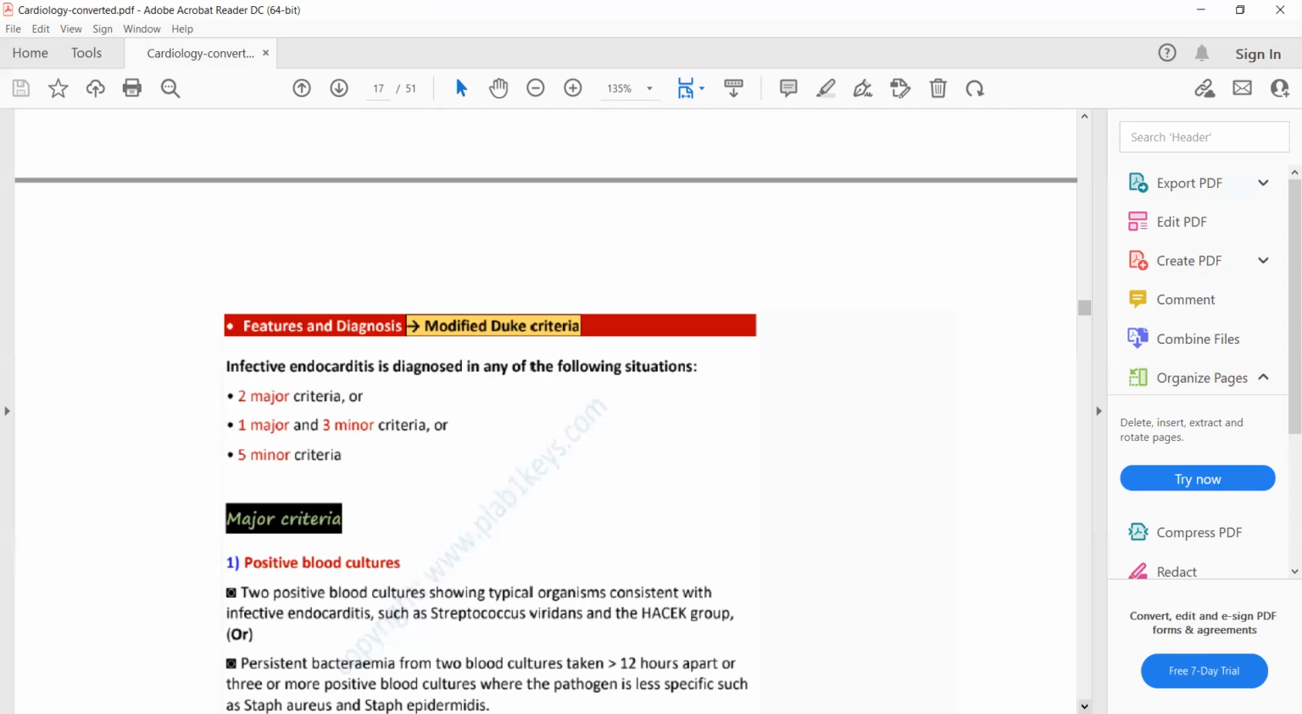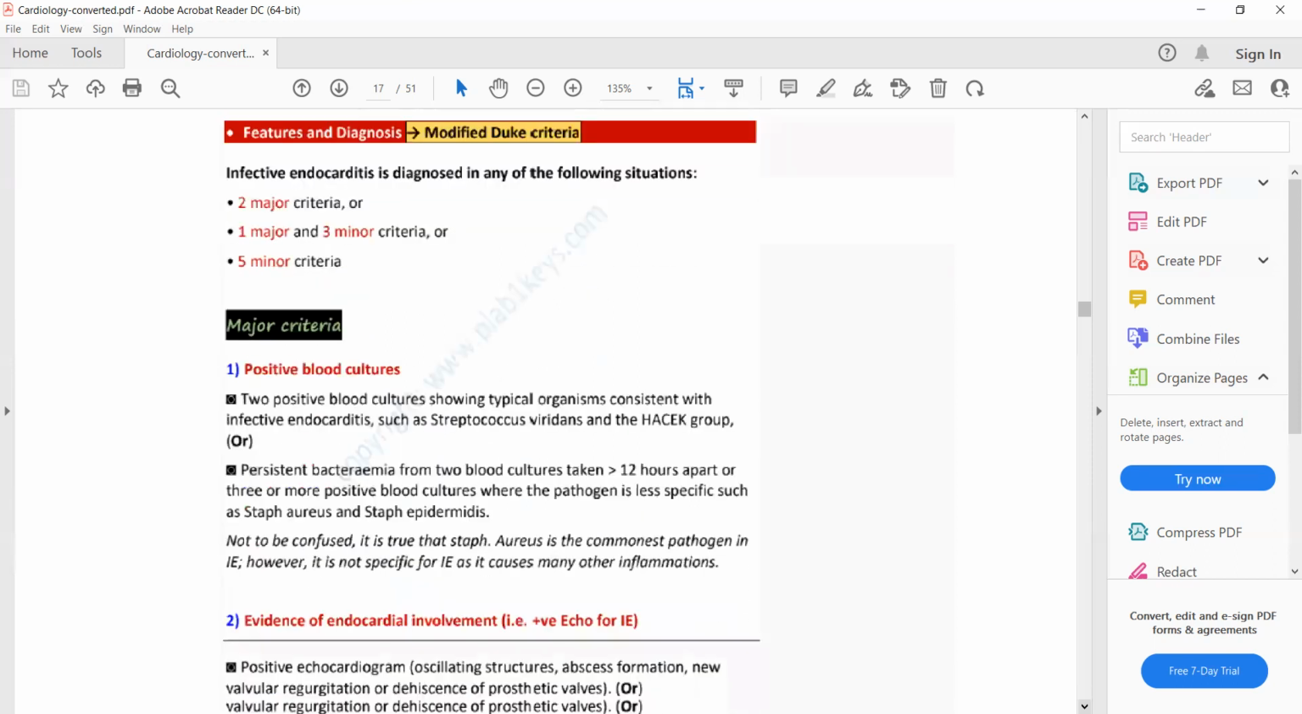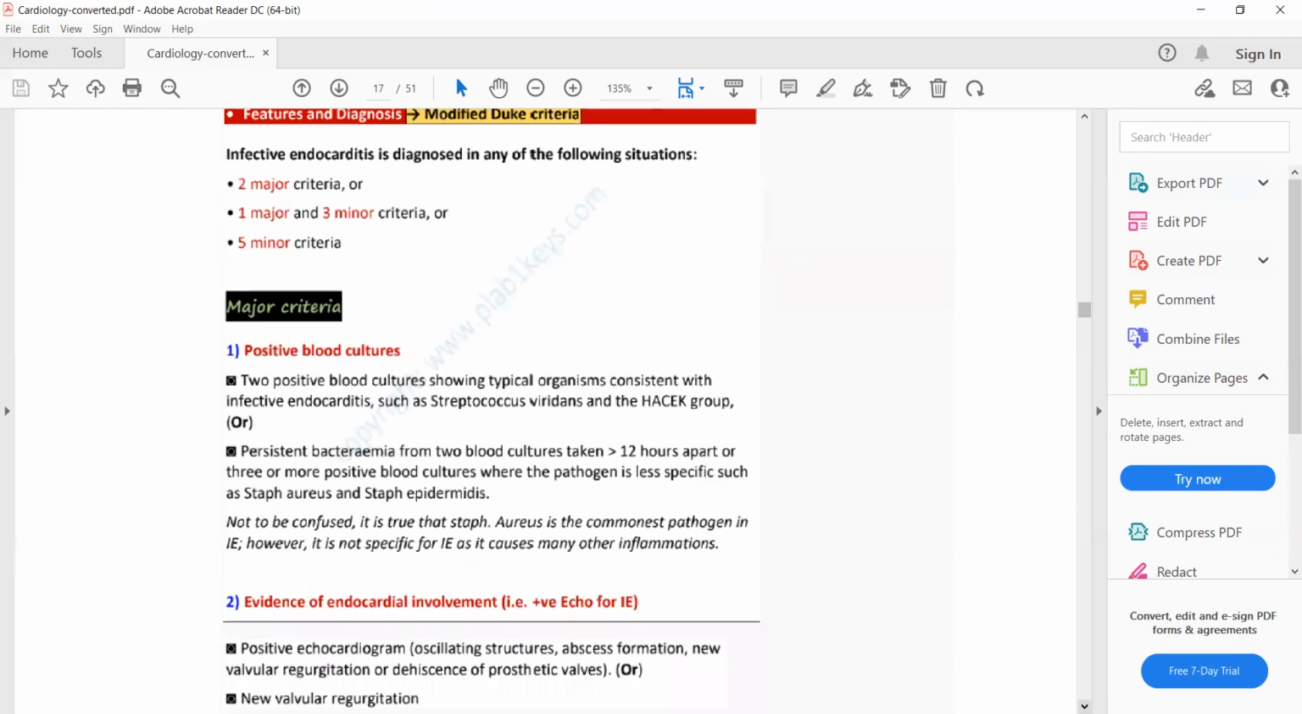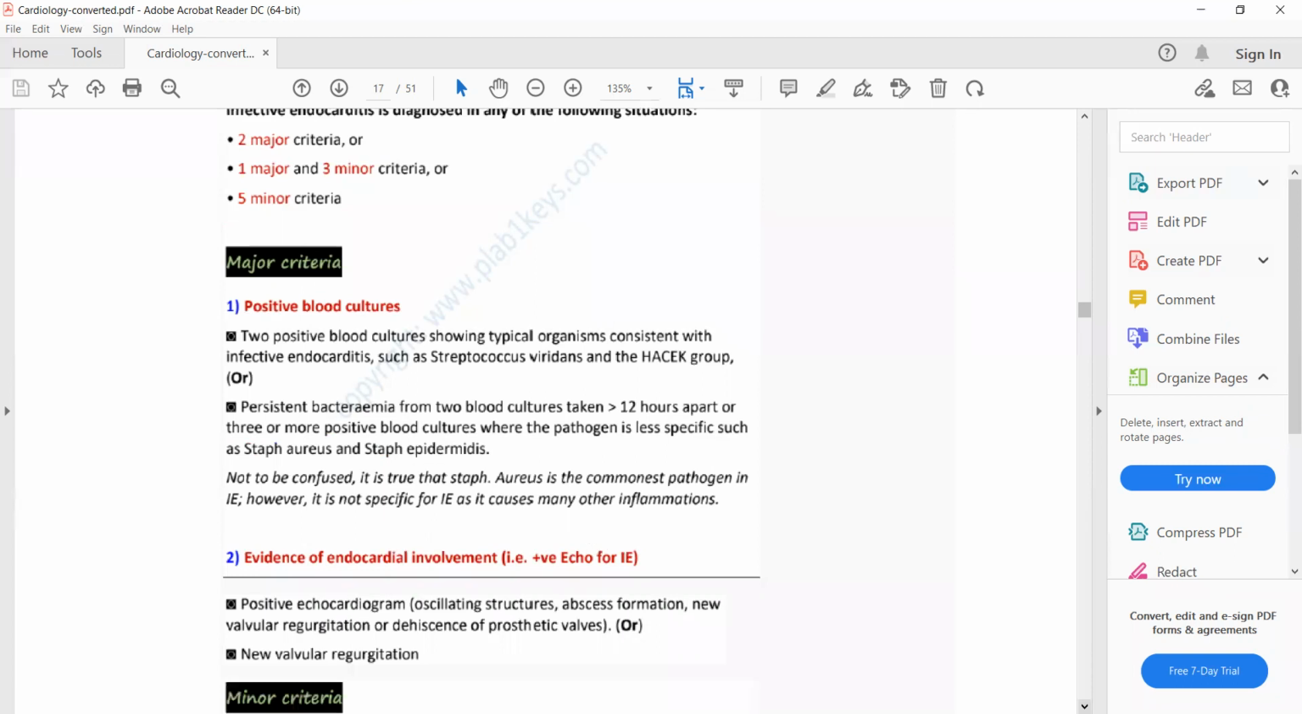Remember that the first major criterion is positive blood culture, and the second major criterion is evidence of endocardial involvement, that is, a positive echocardiogram. So what is the criterion for positive blood cultures? Two positive blood cultures showing a typical organism consistent with infective endocarditis.